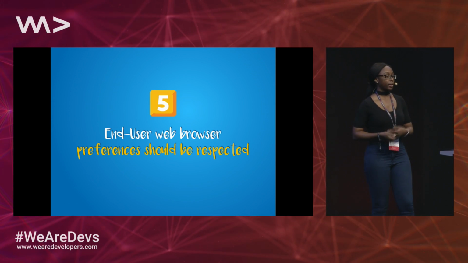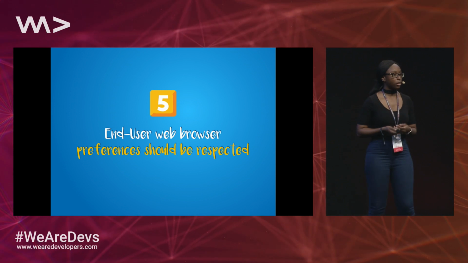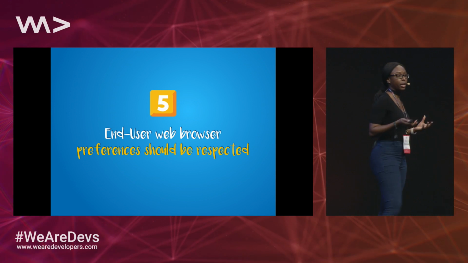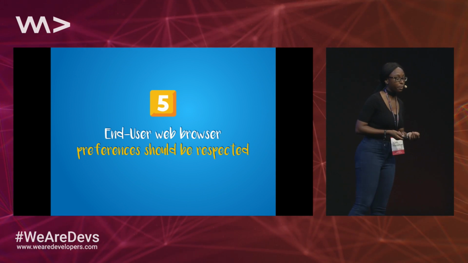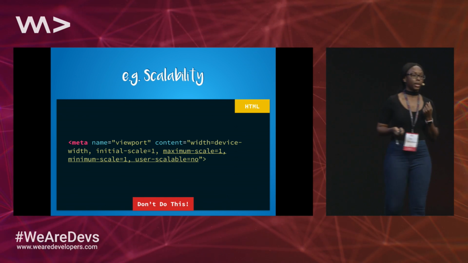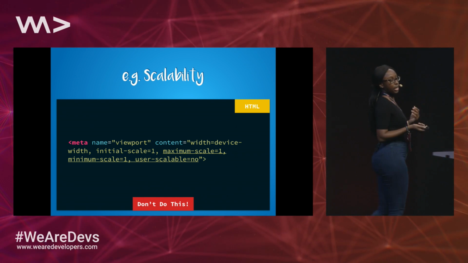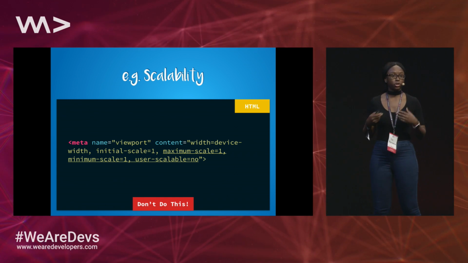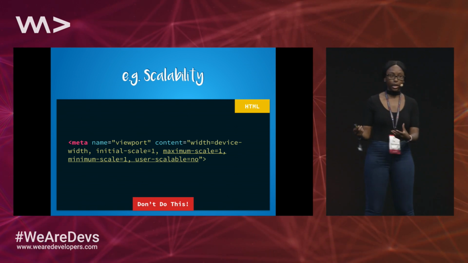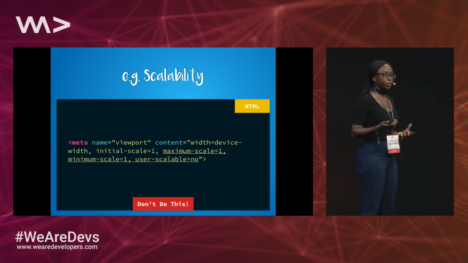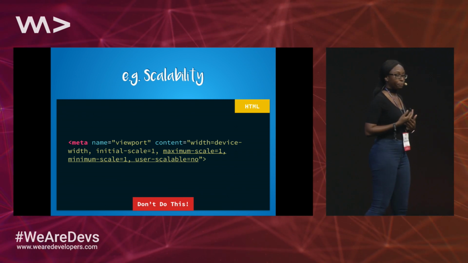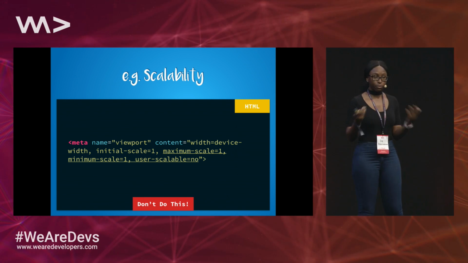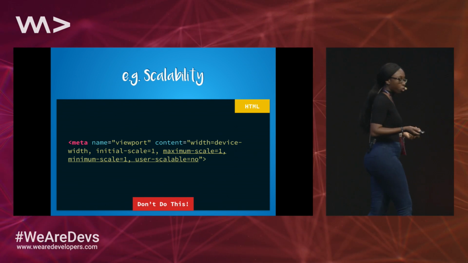And finally, we need to make sure that end-user web browser preferences are respected. So we need to make sure that the user can ultimately be in control of their own experience on the web. I'm sure you might have seen something like this. It's kind of common for people to add tags like maximum scale 1 or user scalable no. And those are things you should really try and avoid, because you're taking the control away from the user to be able to change, to view the site how they need. So they can't scroll, they can't shrink, and they might need that for whatever reason, and we shouldn't take that control away from them.